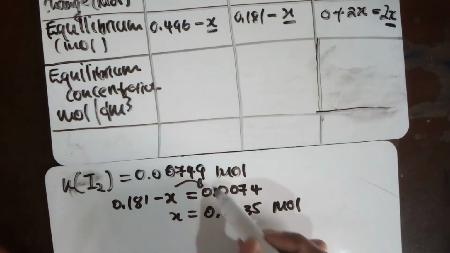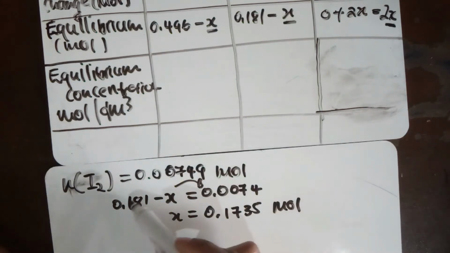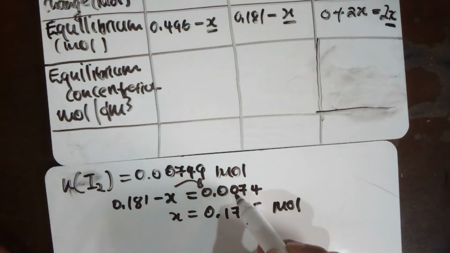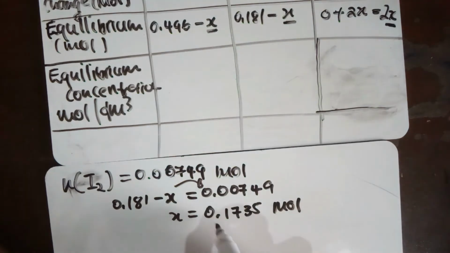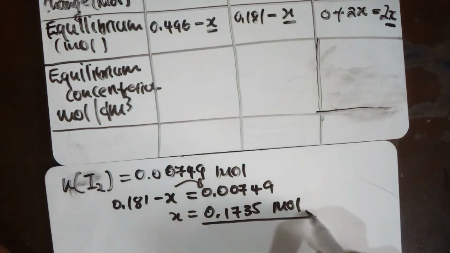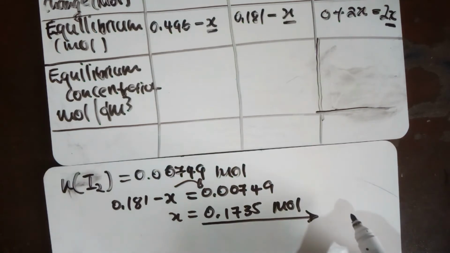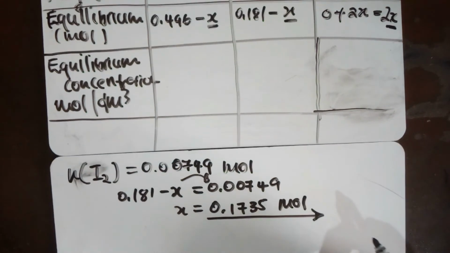So we simply take the x to the other side and then take this to the other side. It becomes positive this side. We will have 0.181 minus 0.00749, which will give us 0.1735. But we're not looking for x. What we're looking for is the concentration.